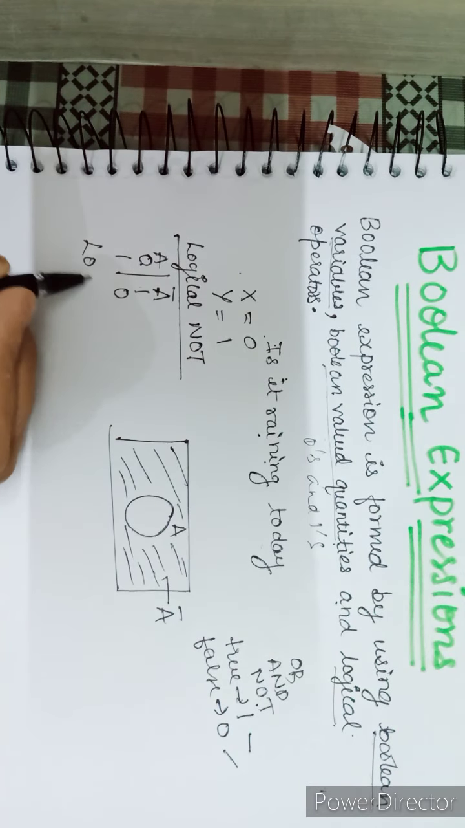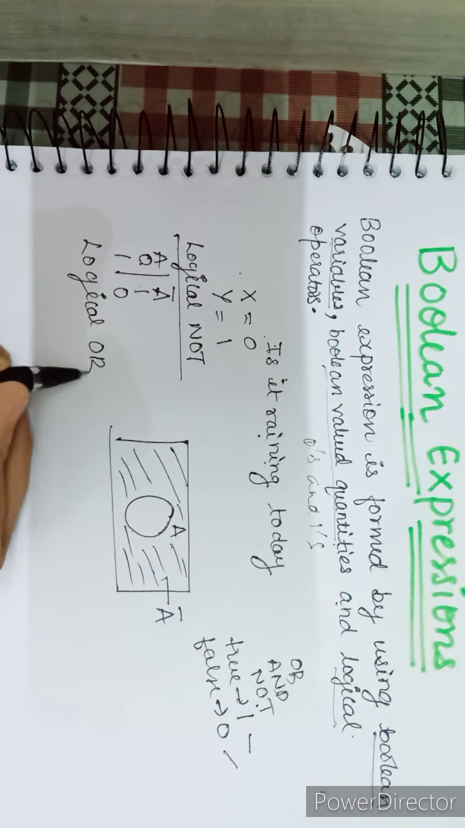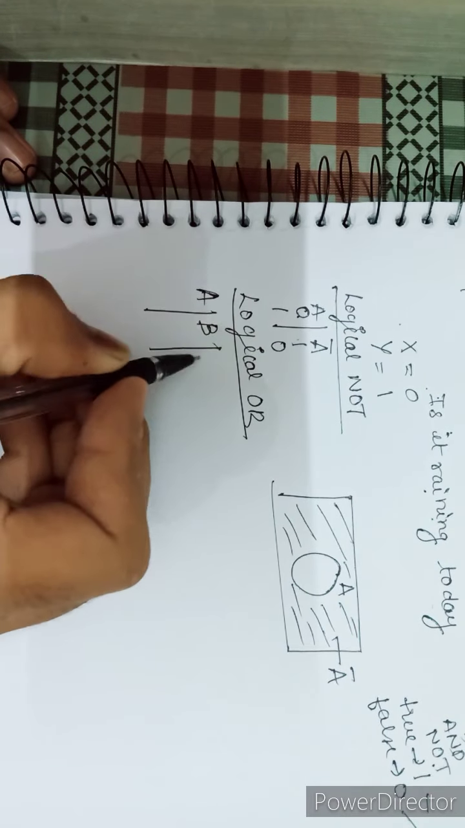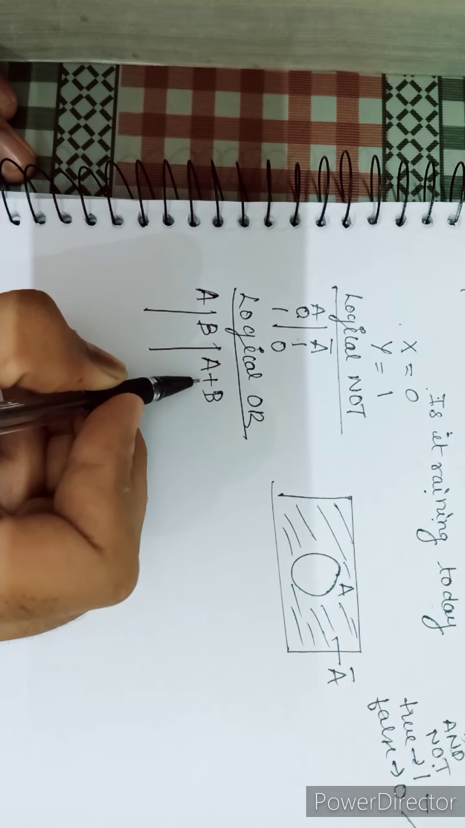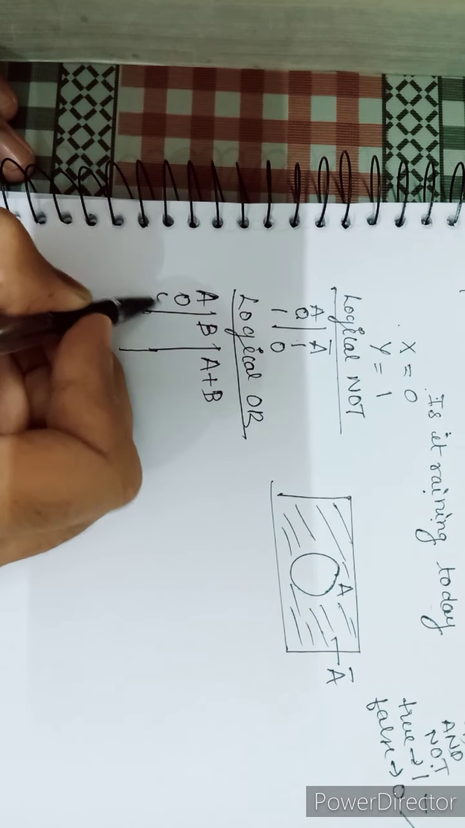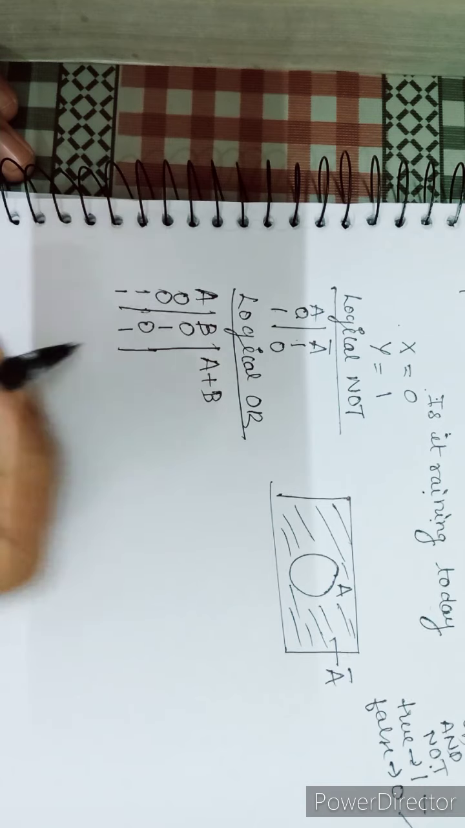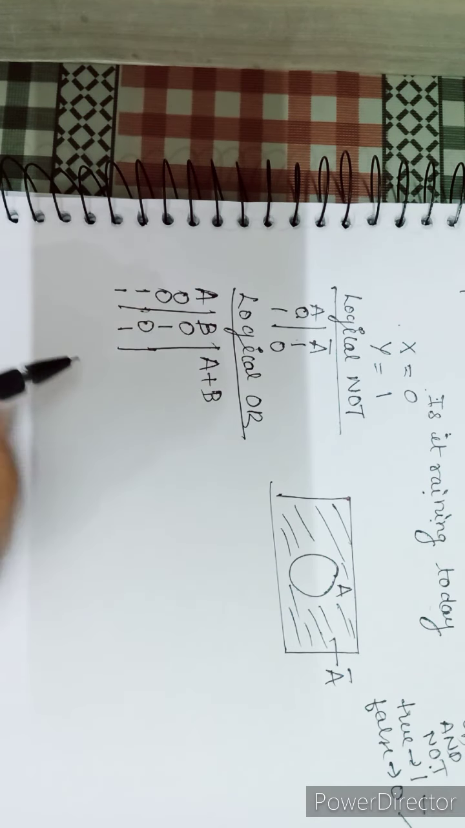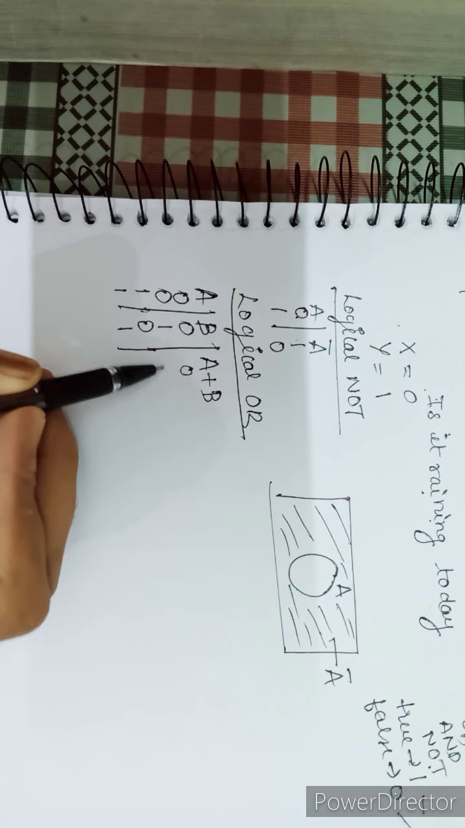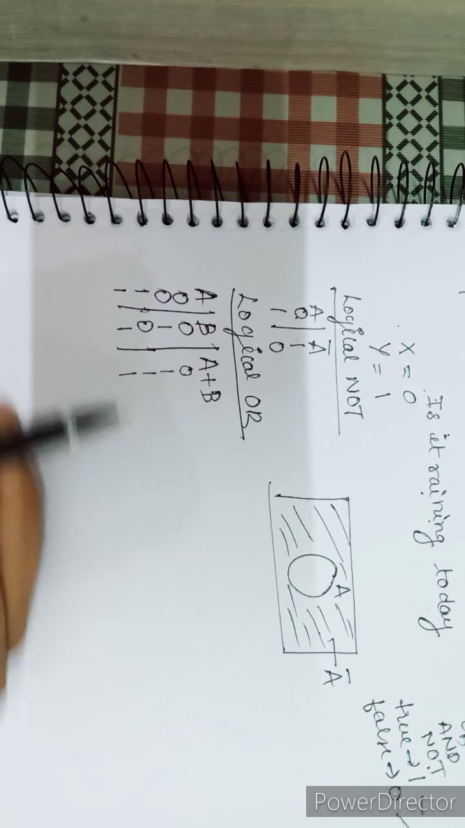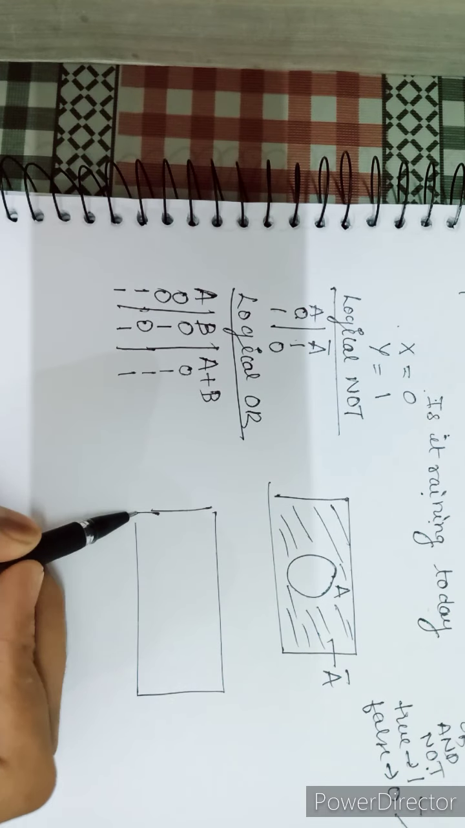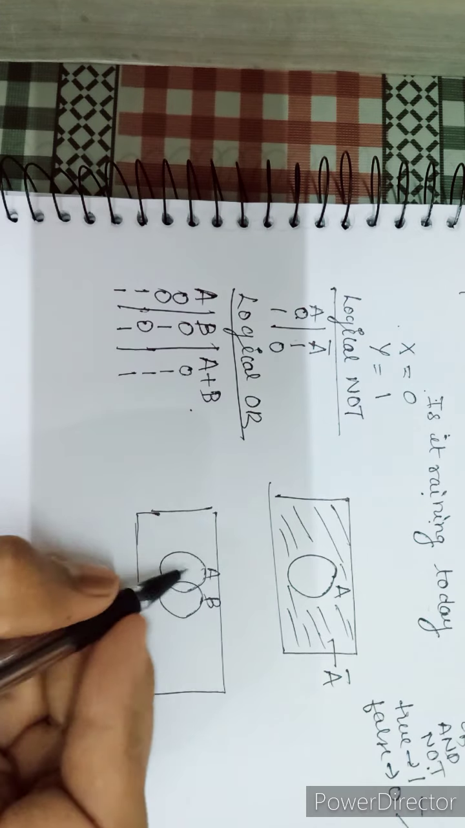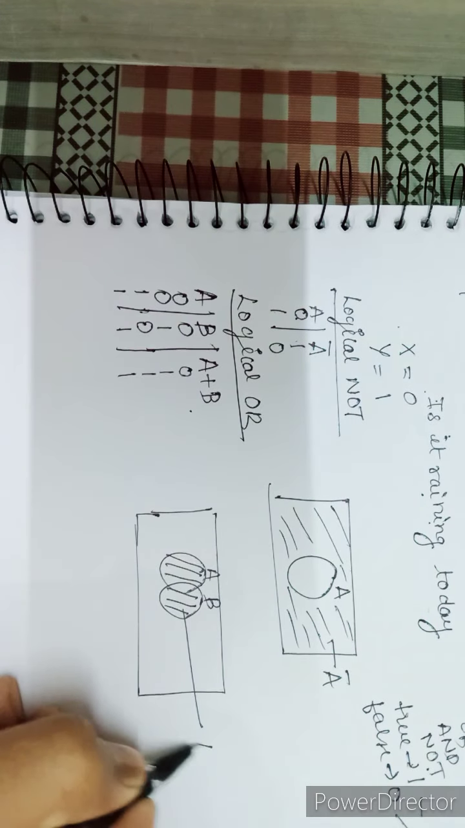Now we will take logical OR. For example, we take two propositions A, B, and here A plus B, where plus is the logical OR operator. With inputs 00, 01, 10, 11, as we know this OR operator gives 0 only when both are 0, and gives 1 when either of them is true or both are true. So the outputs are 0, 1, 1, 1. Now the Venn diagram for A plus B: for example, A is this and B is this. So A plus B represents this region.